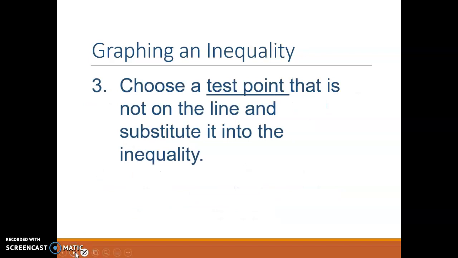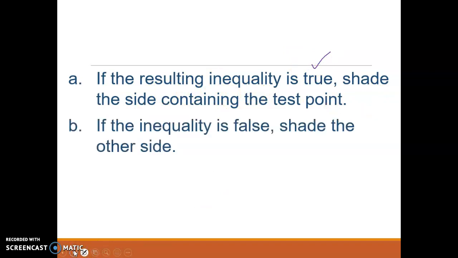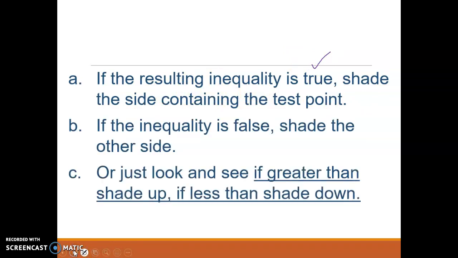Then you can choose a test point that is not on the line and substitute it into the inequality to see if it is a solution. If the resulting inequality is true, if it is a solution, you would shade the side that contains your test point. If the inequality is false, then you would shade the other side. Or if you don't want to do a test point, you can just look and see.